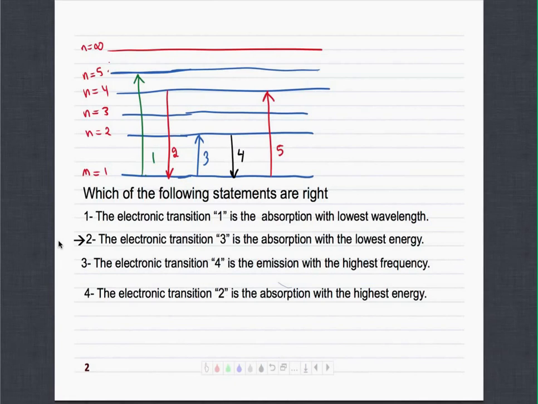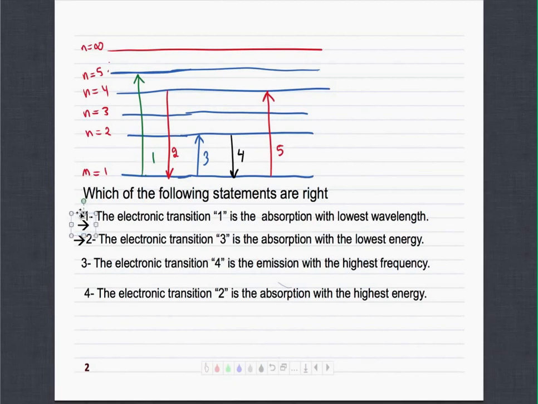The electronic transition 1, which is the green arrow in there, is the absorption. Definitely it's absorption. It's going from a low energy level to a high energy level with the lowest wavelength. So I have to check all the absorptions that we have. We have 1, 3, and 5 as absorption. And the green one is the one with the highest energy because it's going from n equal 1 to n equal 5. The one with the highest energy definitely has the lowest wavelength. So 1 is right because energy and wavelength are inversely proportional to each other. So 1 is right. Let's go to 2.